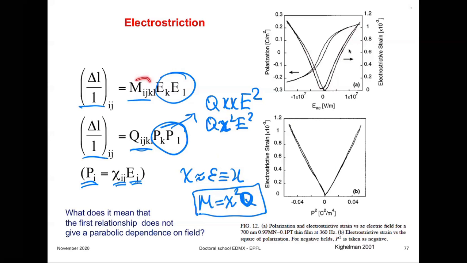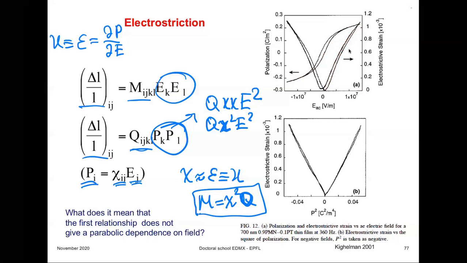And since we have here the influence of the permittivity, which is a function of temperature and field, remember permittivity is delta P over delta E. So kappa, or permittivity, is the derivative of polarization with electric field. So as polarization changes with the field, that means that the permittivity has to change with the field, and therefore electrostrictive strain is not parabolic but starts deviating from it.